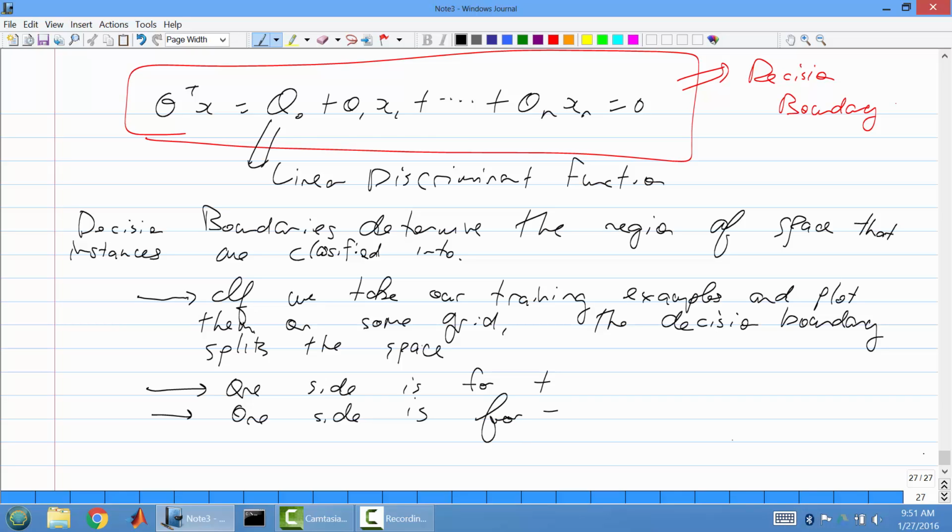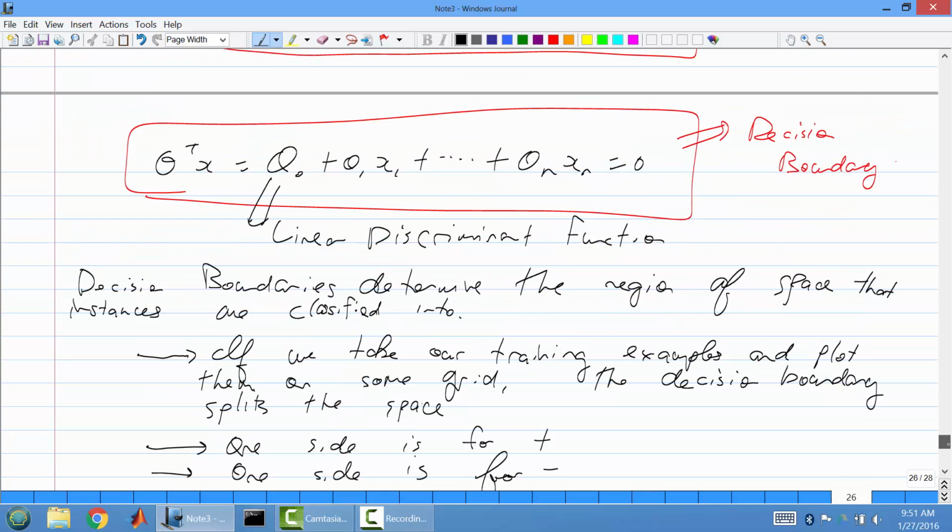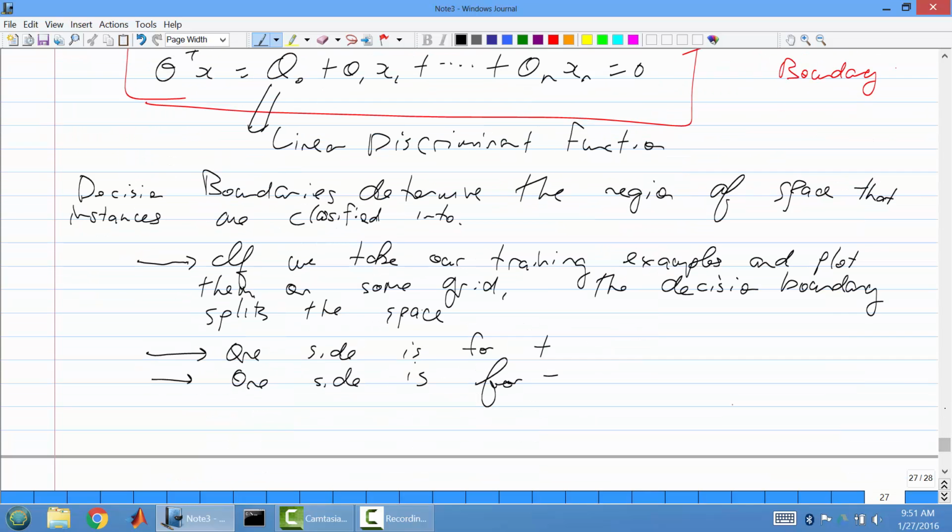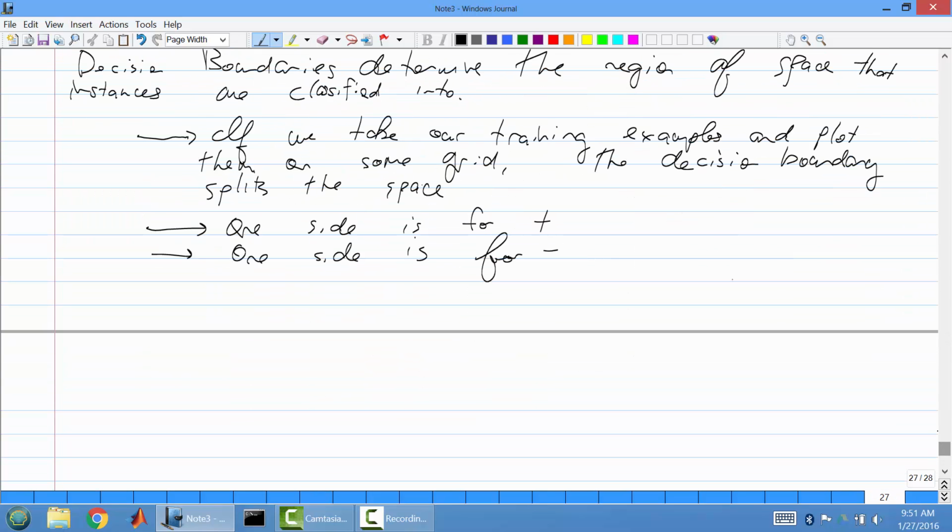Then if you want to figure out whether an input belongs to one class or another, all you have to do is take a look at the decision boundary and figure out which side of the space it is on. If it's on one side, it's going to be a positive class, and if it's on the other side, it's going to be a negative class. So that's the purpose of a decision boundary. It allows you to figure out which class the point belongs to, and you just have to observe which side of the space it belongs to.